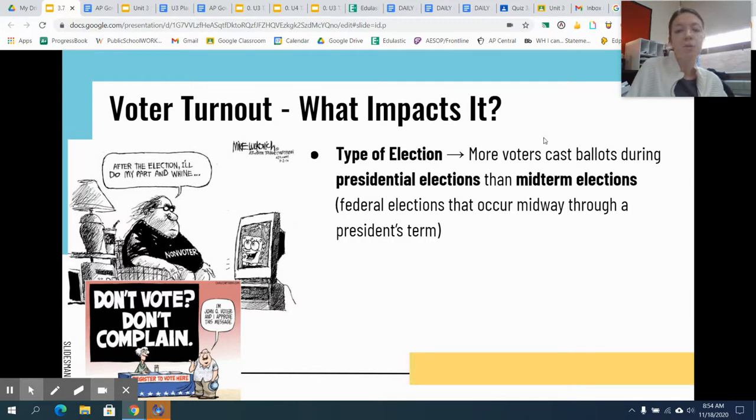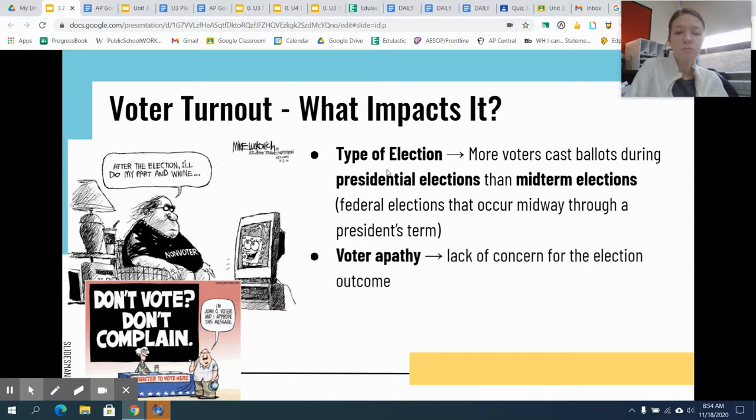And midterm elections happen every 2 years at the midway point in a president's term. So Trump started his first term, the election was in 2016, and the midterm election was 2018. Okay, so the midterm election for this next presidential term will be 2022. And the voter turnout in those is much, much lower, I should say, just because it doesn't get as much media coverage. It's just not as important in the eyes of the voter as a presidential election.